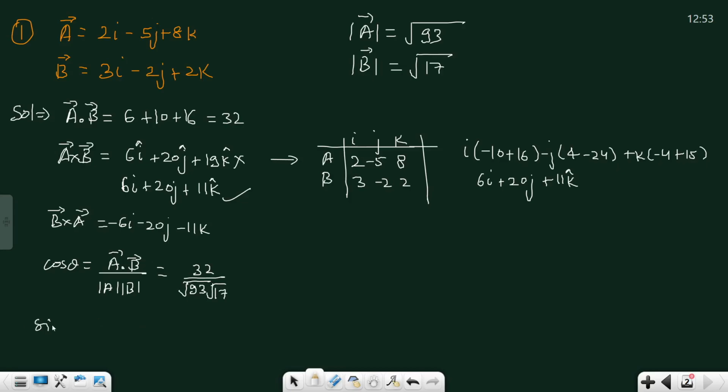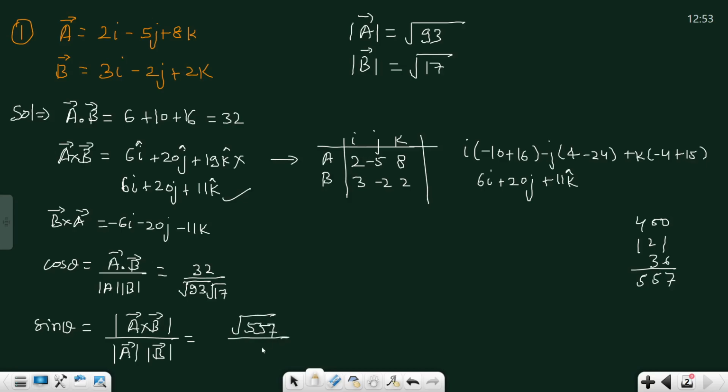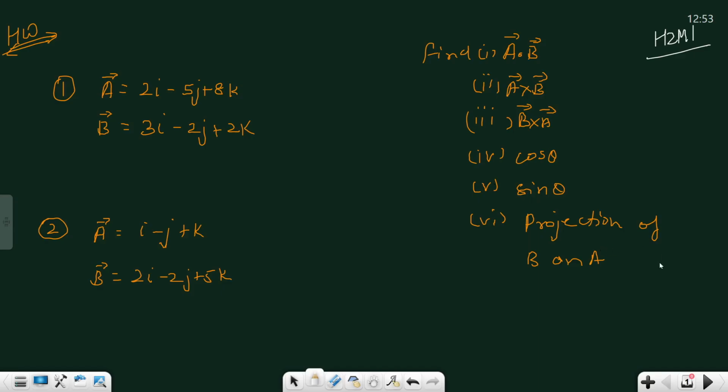And what about sin theta? Sin theta is the magnitude of A cross B divided by magnitude of A and magnitude of B. So magnitude of A cross B: 400 plus 121 plus 36, that's 557. So it's root 557 divided by root 93 times root 17. Clear? Yes, clear sir.